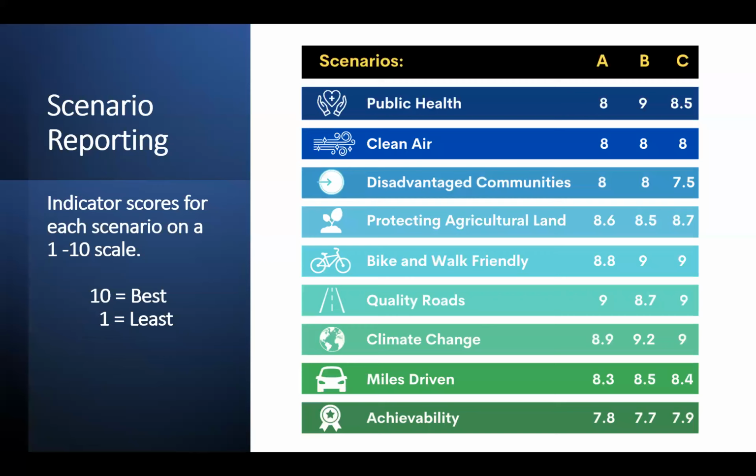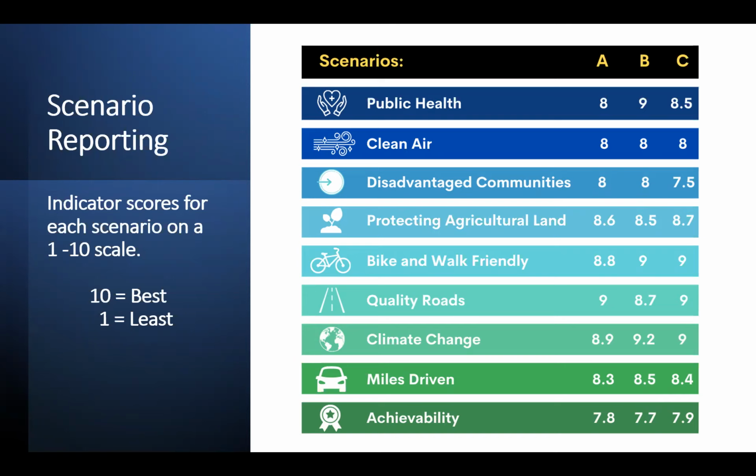This scenario reporting chart shows how each scenario, A, B, and C, performed in comparison to the others. You can see we list all the categories or indicators that you just reviewed. Then each scenario was rated on a 1 to 10 scale that shows how well that scenario performed in each indicator category. The higher the number, the better it performed. At a glance, you can compare how well each scenario performed in the categories that you feel are the most important to sustainable growth.